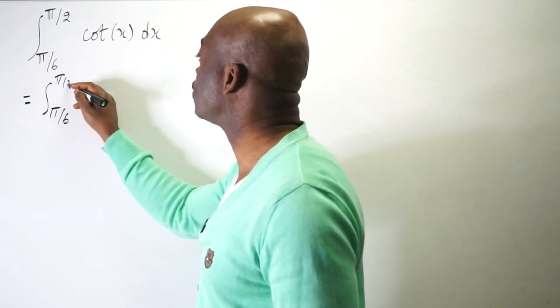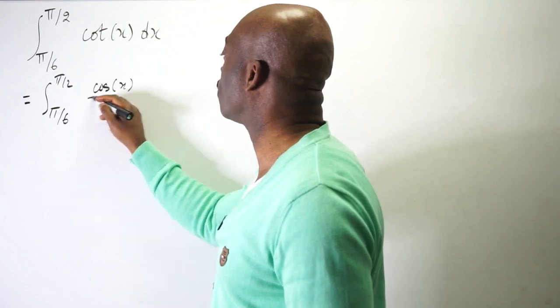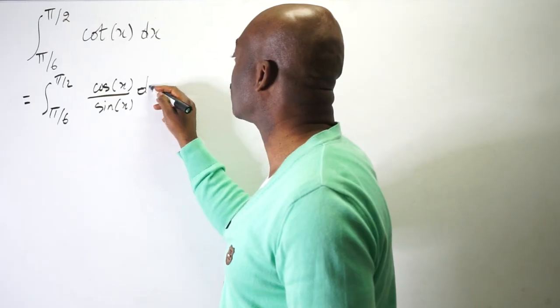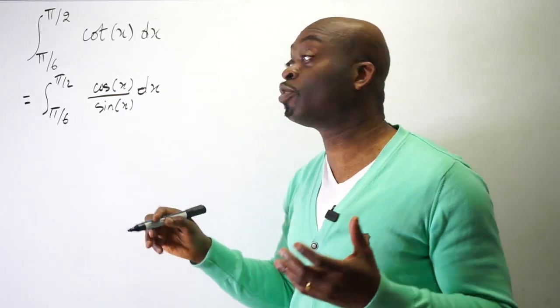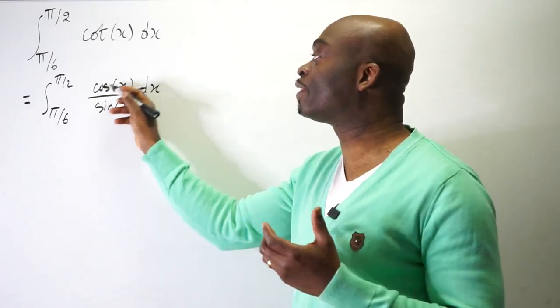So in this case, this problem can be written as the integral from pi over 6 to pi over 2 of cos of x over sine of x. Okay, we all know this one. If you know a little bit of trigonometry, you know that cotangent of x is cos of x over sine of x. So now this one is a fraction.